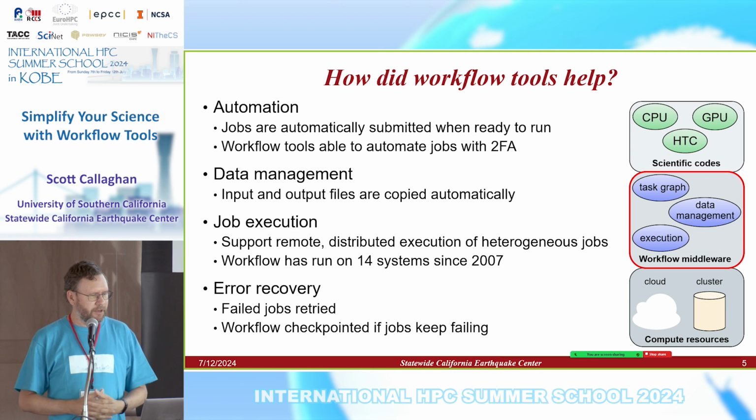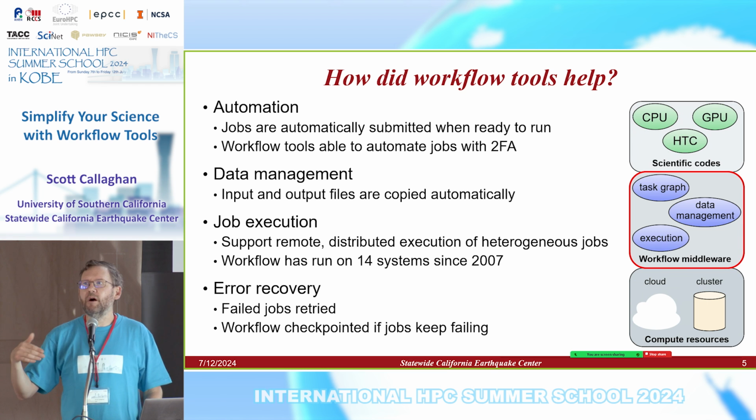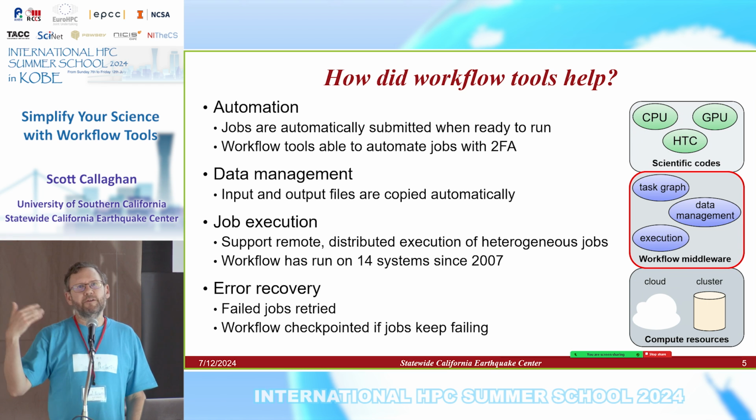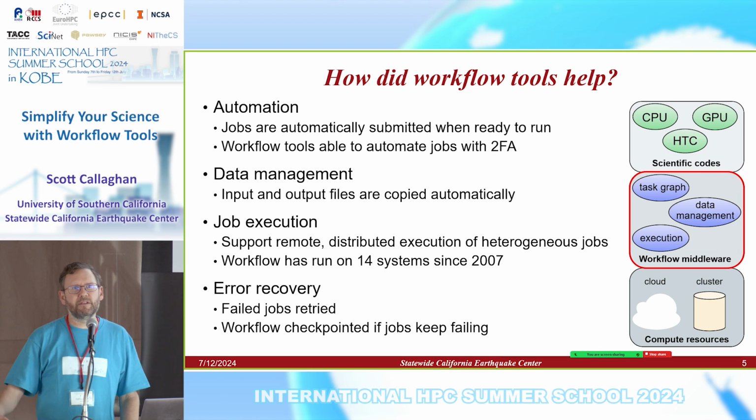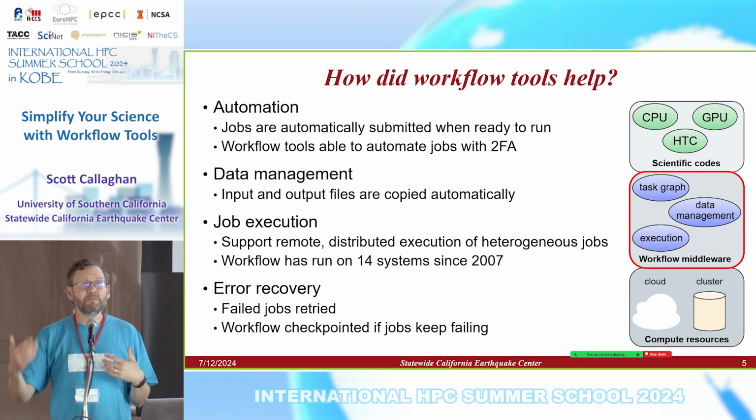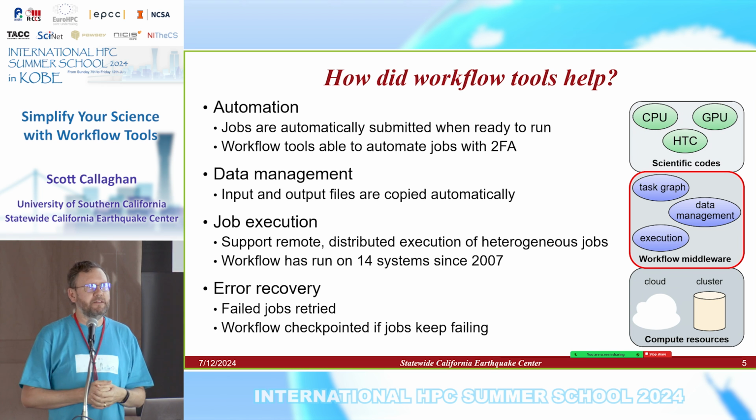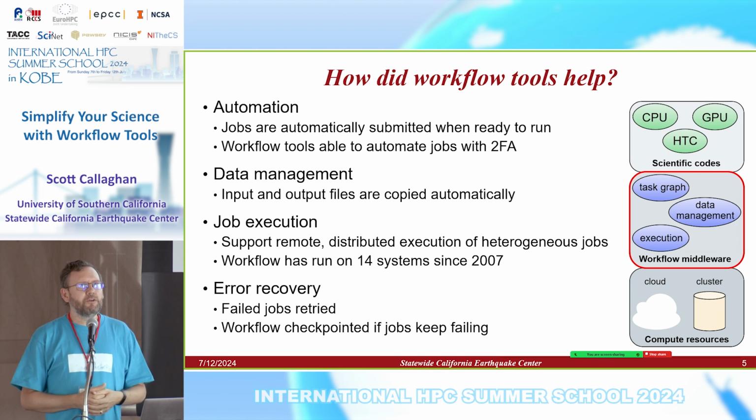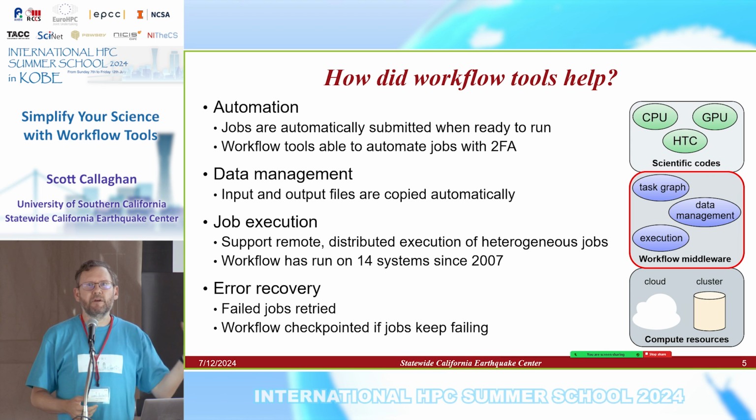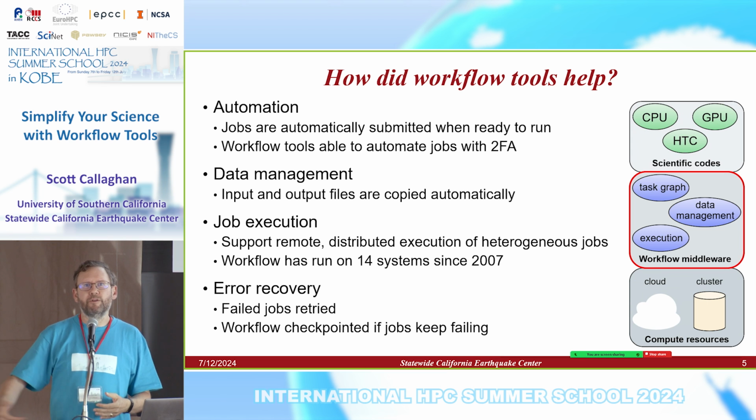I'd also mentioned error recovery, right? So one of the things that the workflow tools do for us is if a job fails, it will be automatically retried in case the failure is something temporary, maybe a node went down or something. If that job keeps failing, then what will happen is the workflow tools will run everything else in the workflow that isn't dependent on the failed job, and then it will write a workflow checkpoint file. So you can then go fix the problem, come back, and restart your workflow from where you left off.